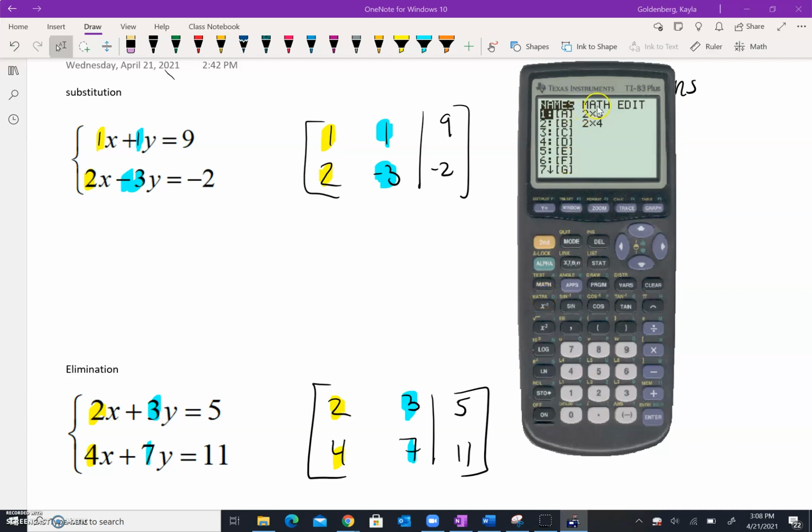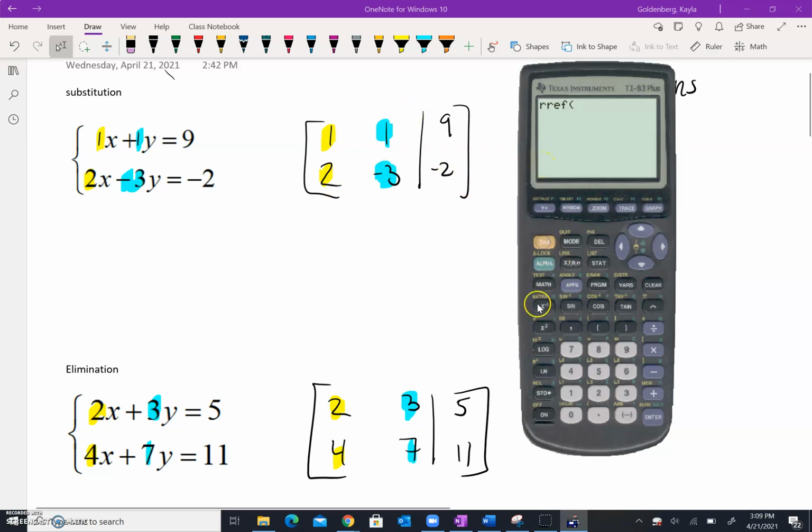Now, instead of going to edit, I'm going to go to the middle, which is the math button. And I'm going to scroll all the way down to look for reduced row echelon form. You want the bottom one. You don't want the one with 1 R, you want the 2. I'm going to press enter, and then I want it to find that for this specific matrix.